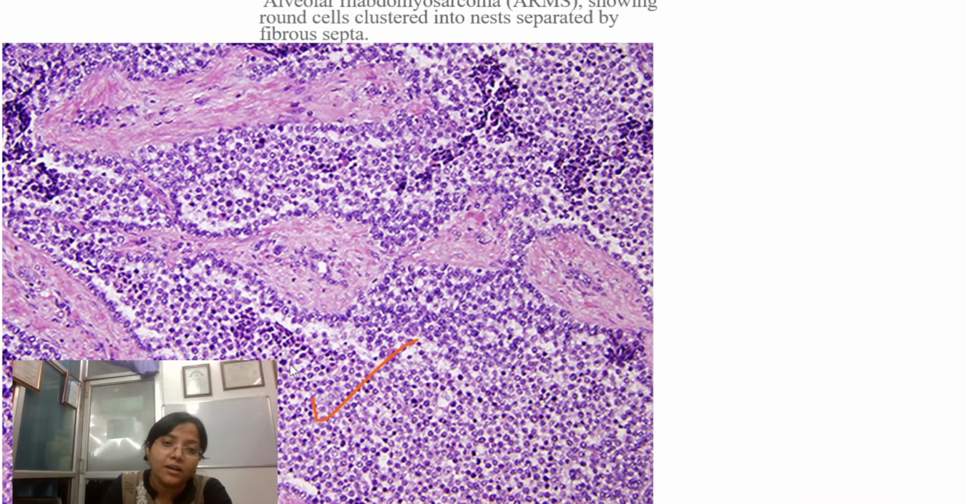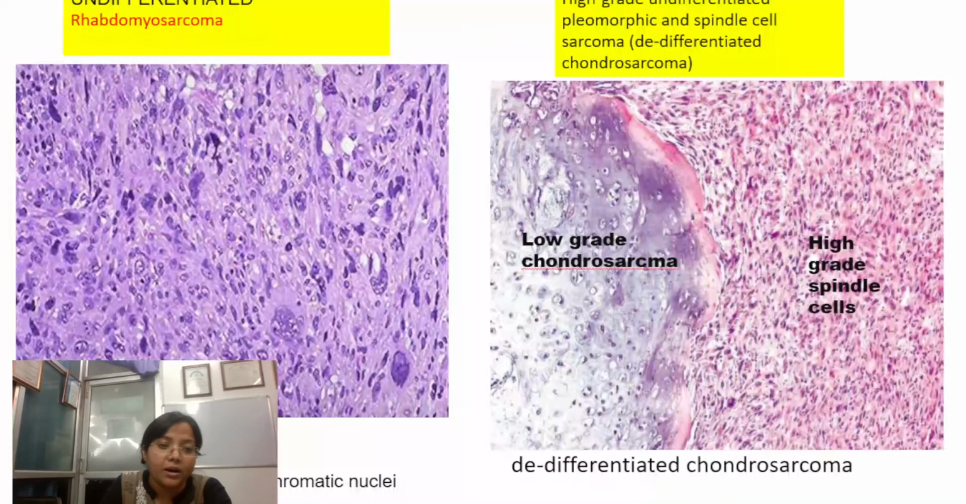Now after alveolar rhabdomyosarcoma, we go to another type of rhabdomyosarcoma, undifferentiated rhabdomyosarcoma. In undifferentiated rhabdomyosarcoma you can see hyperchromatism and nuclear pleomorphism, and the cells are not recognizable as to their cell of origin, so we cannot identify it in the H&E stained section, and we go for IHC. Apart from that, after rhabdomyosarcoma we can go for chondrosarcoma.